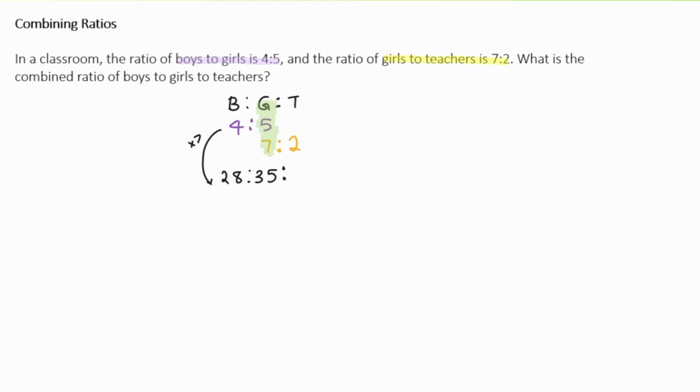In the second ratio, we need to check what we have done to 7 to make it into 35, and we have multiplied it by 5. So we therefore need to multiply the 2 by 5 as well, which gives us 10. So we now have the combined ratio of boys to girls to teachers, which is 28 to 35 to 10.